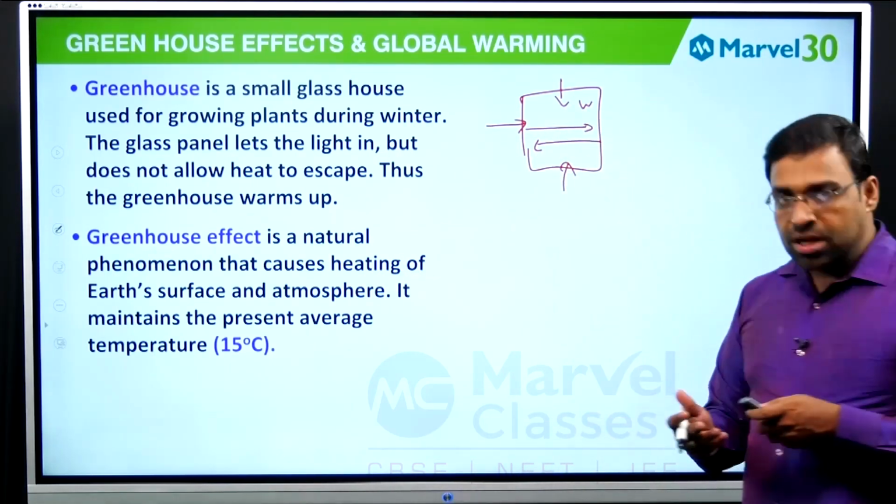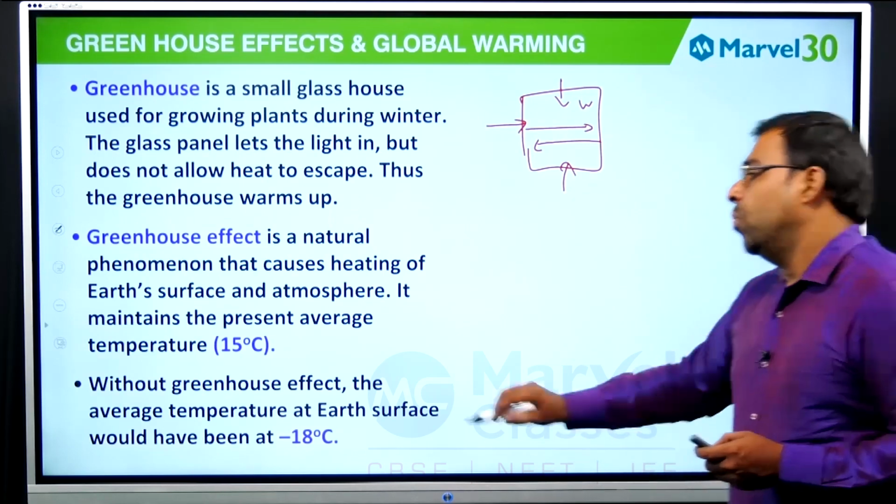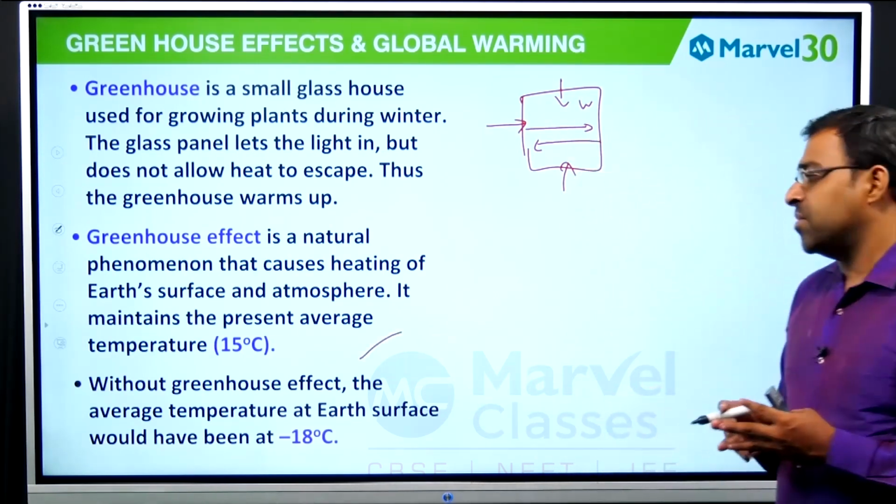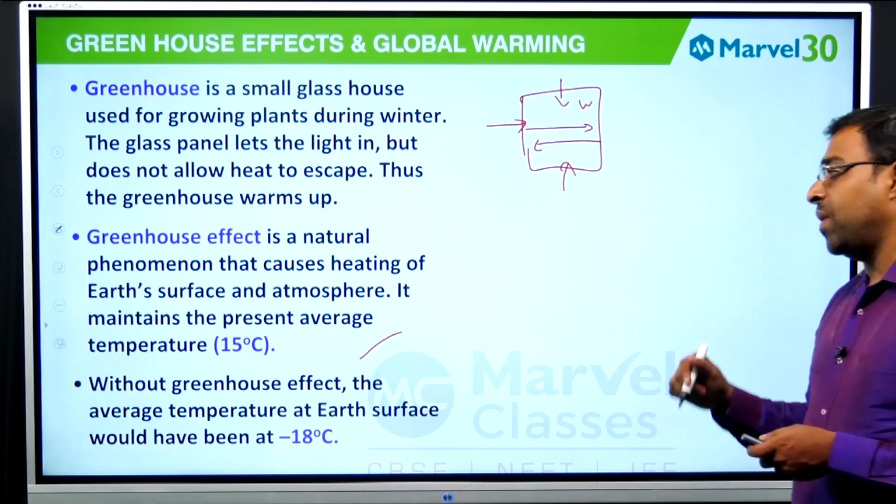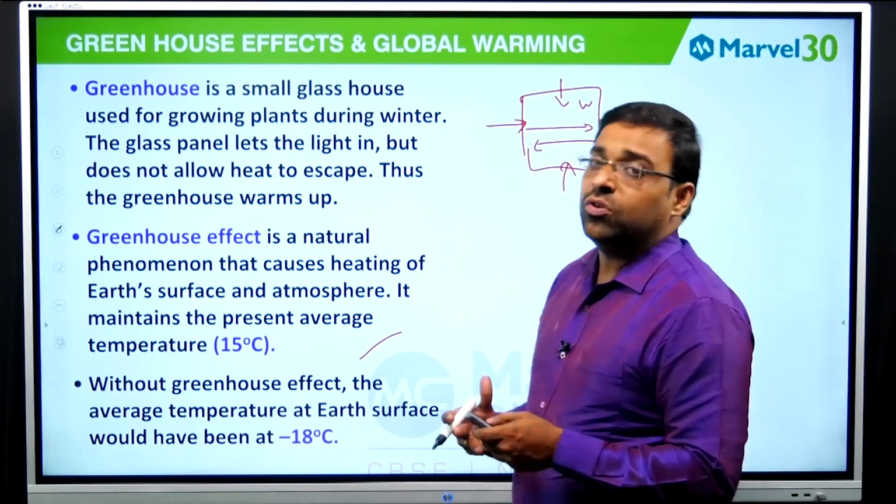Greenhouse effect is a natural phenomenon that causes heating of Earth's surface and atmosphere, and it maintains the present average temperature of 15 degrees Celsius. Without greenhouse gases, the average temperature of the Earth's crust would probably have gone to minus 18 degrees Celsius, that is, it would have gone to a frozen state.